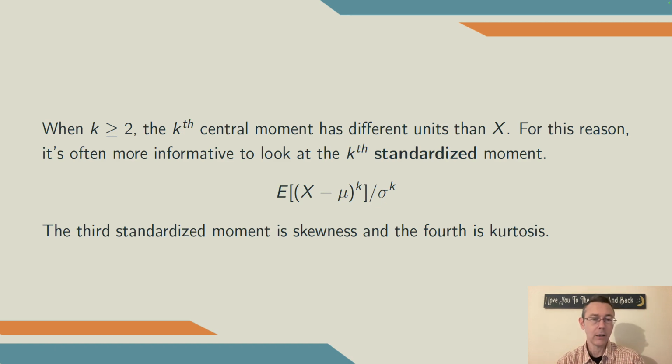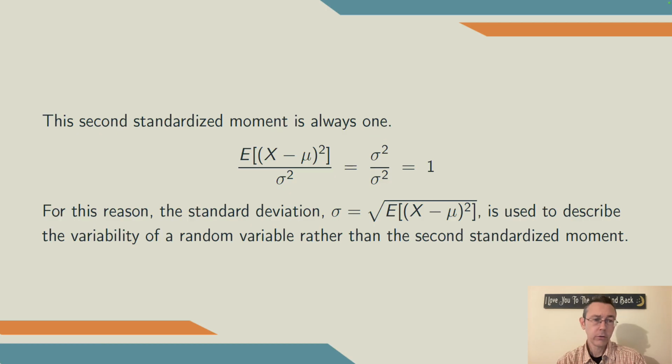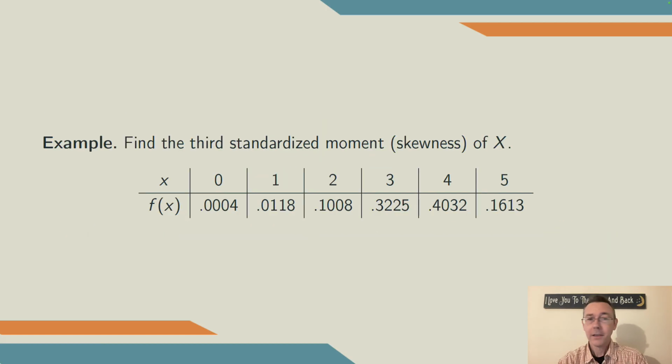But what about k equals 2? Well, it turns out the second standardized moment is always equal to 1, because in that situation, both the numerator and the denominator of this expression are the same. They're both just the variance. And so for that reason, instead of talking about the second standardized moment, we just take the square root of that expectation to get us back onto that scale of the random variable. That's the standard deviation. Let's continue on with this example that we started with a little bit ago.